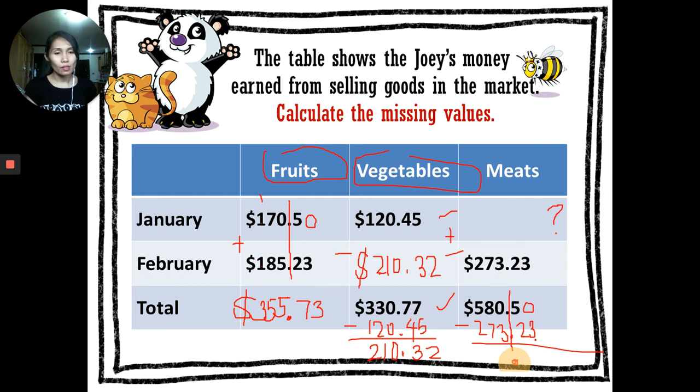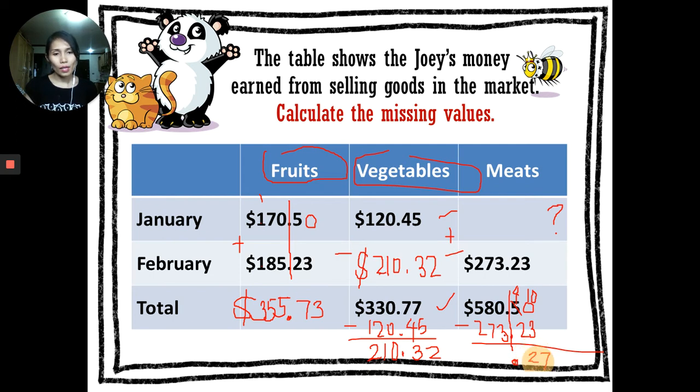0 minus 3 cannot. So we will borrow from 5. 5 becomes 4. And then we will minus only 1 here, but actually we borrowed 10. So 0 in here becomes 10. So 10 minus 3 is 7. 4 minus 2 is 2.